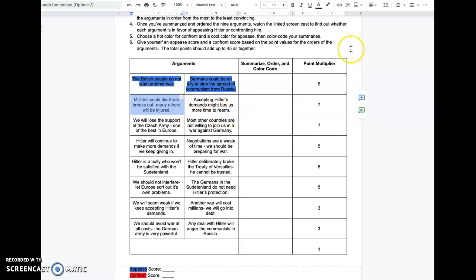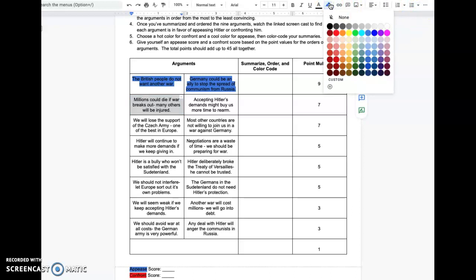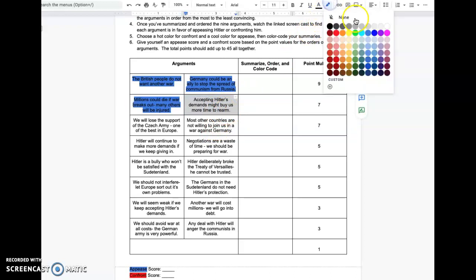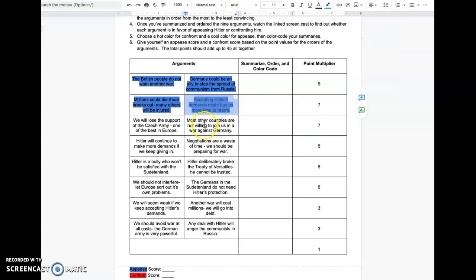Millions could die if war breaks out. Many others will be injured. Though millions less perhaps would have died had war broken out early and Hitler been confronted. No, this is an argument for appeasement. Accepting Hitler's demands might buy us more time to rearm. Another appeasement argument. This one, though, assumes that Hitler will have to be confronted at some point, but is essentially saying, we're not ready now.